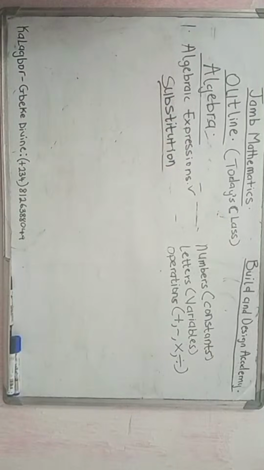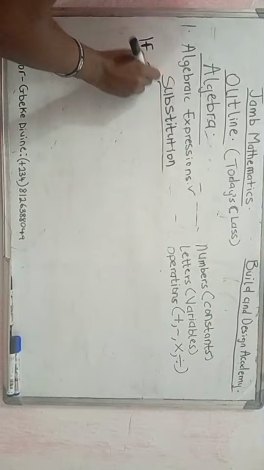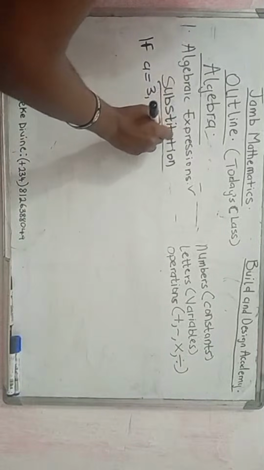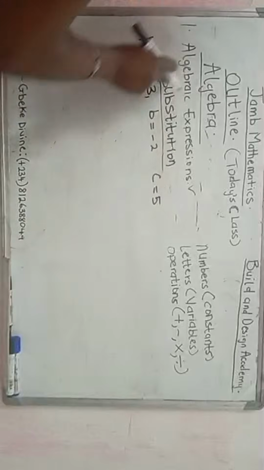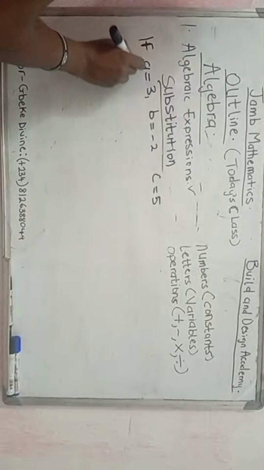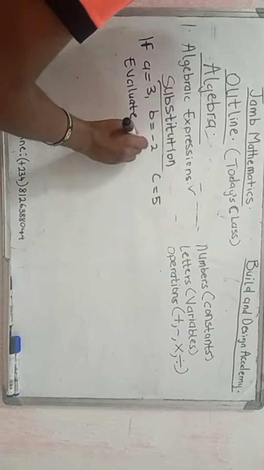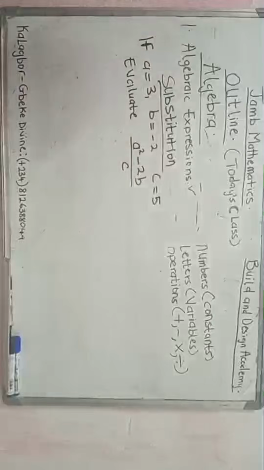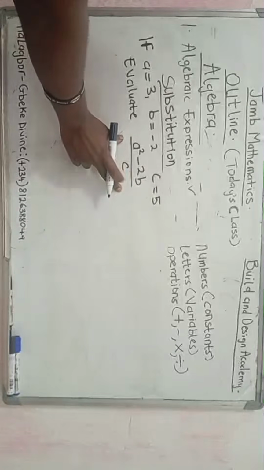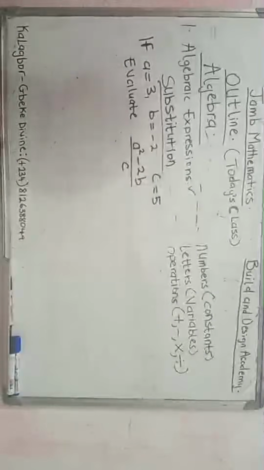So now we are given, if A is equal to 3, B is equal to minus 2, and C is equal to 5. Still under algebraic expression, we say we should evaluate A squared minus 2B all over C. So now this is an algebraic expression. It's an expression because it's not equal to any value. So it's just an expression.